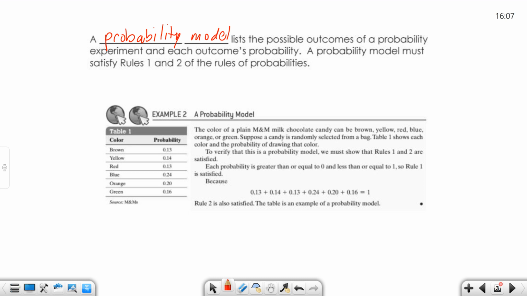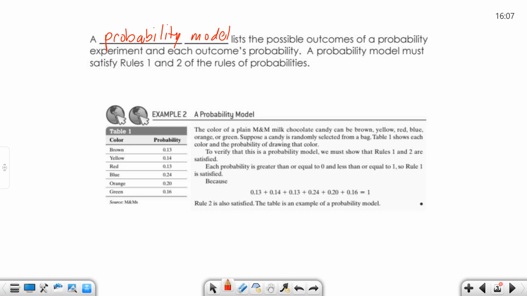Suppose one is randomly selected from the bag. Table 1 shows the color and the probability of drawing that color. And M&M's is the source here. So to get a brown M&M, you've got a 13% chance, 14% yellow, 13 for red, 24 for blue, 20 for orange, and 16 for green. I'm saying percentages, but it's a proportion, right? 0.14, 0.13, 0.24, whatever, okay?